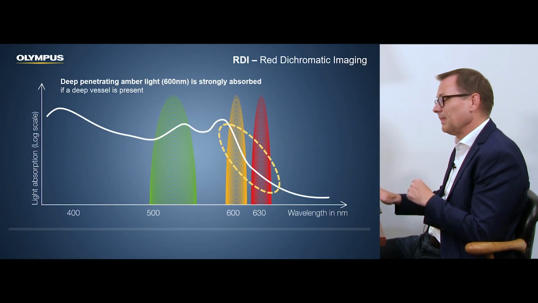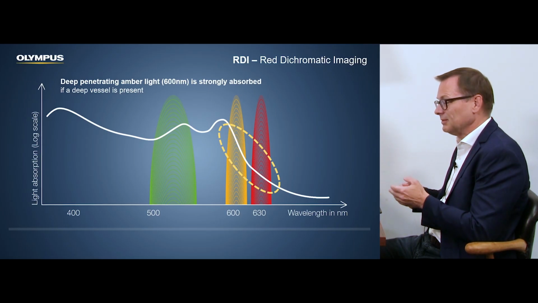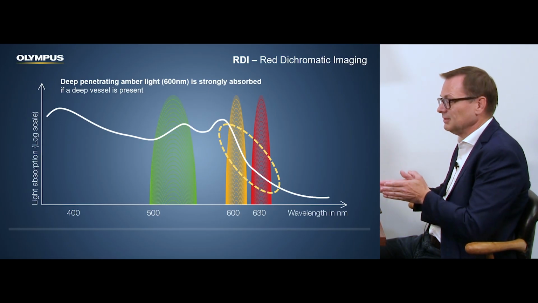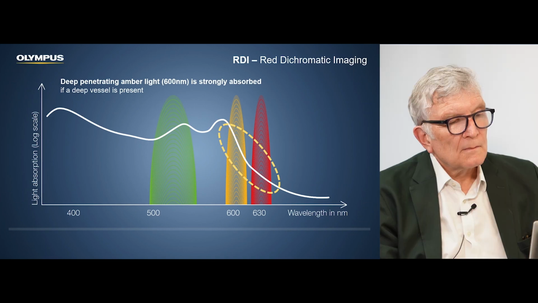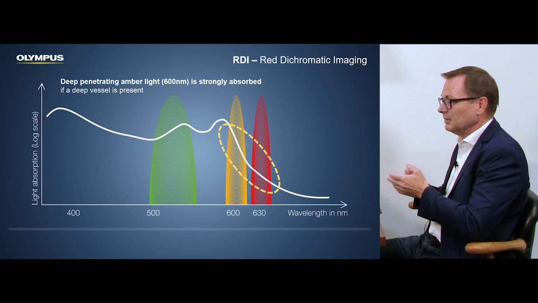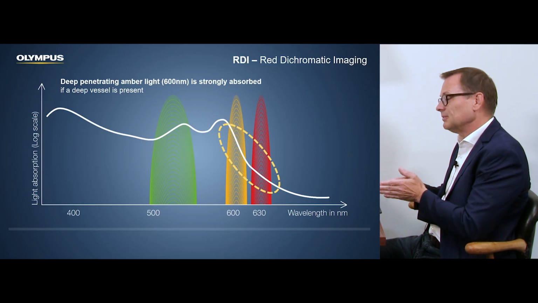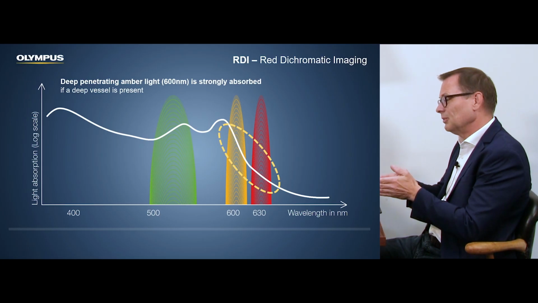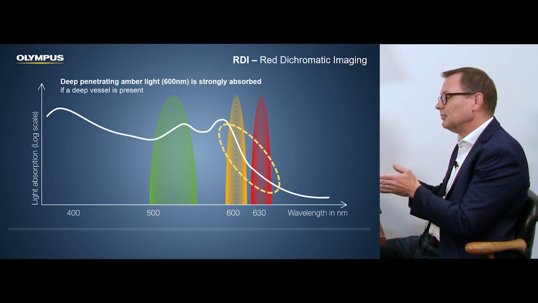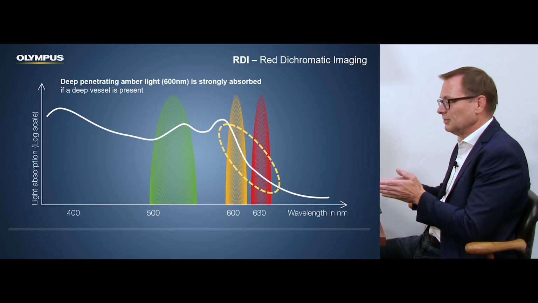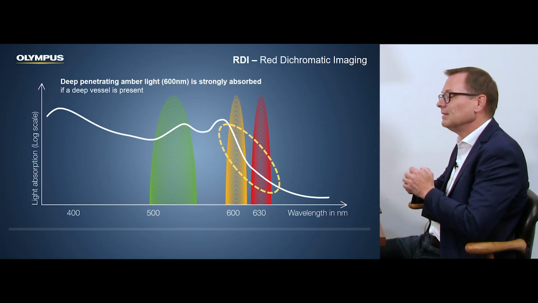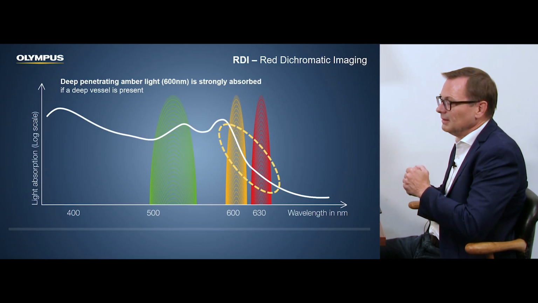How does it work? Now we're talking again about an optical technology here. That's why we're looking at different colors across the whole white light spectrum. I just said that NBI is using green and blue light. RDI is rather using this yellowish and amber color and the red. Green is also used to get the intensity. At the end, the amber and the red is what makes the difference.